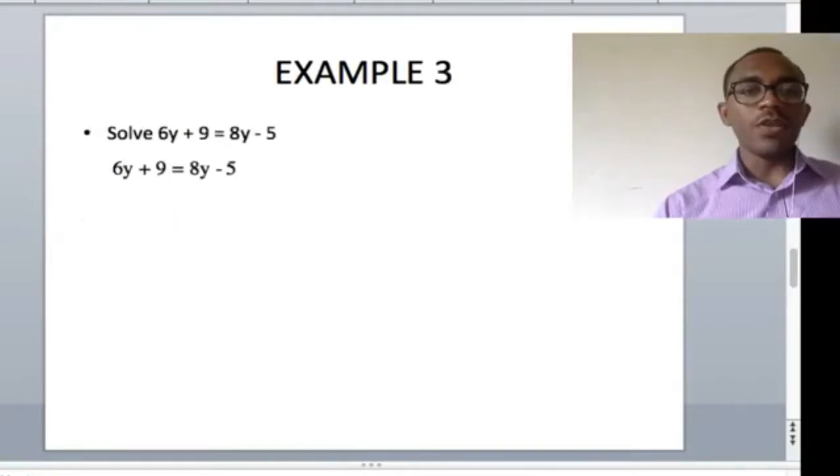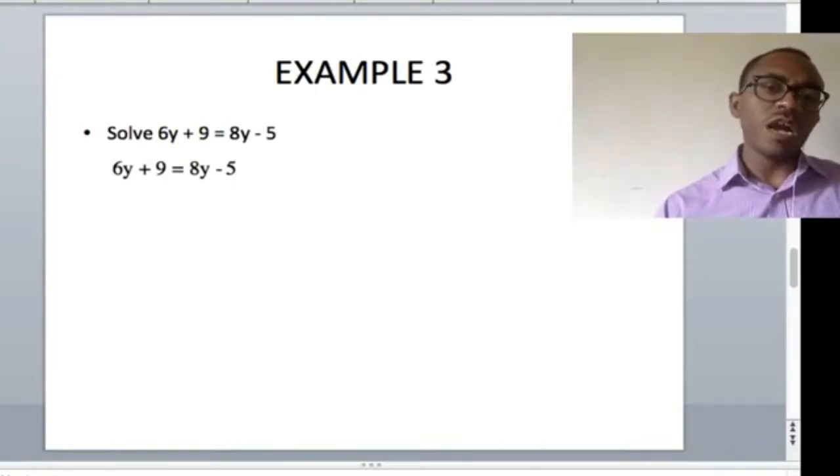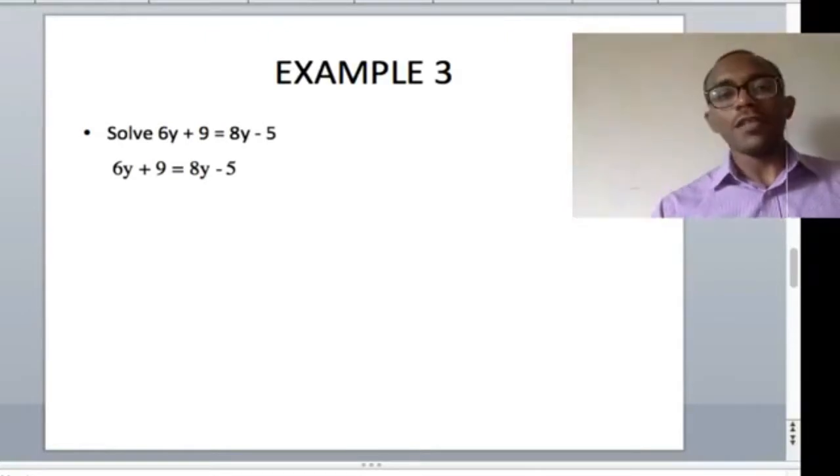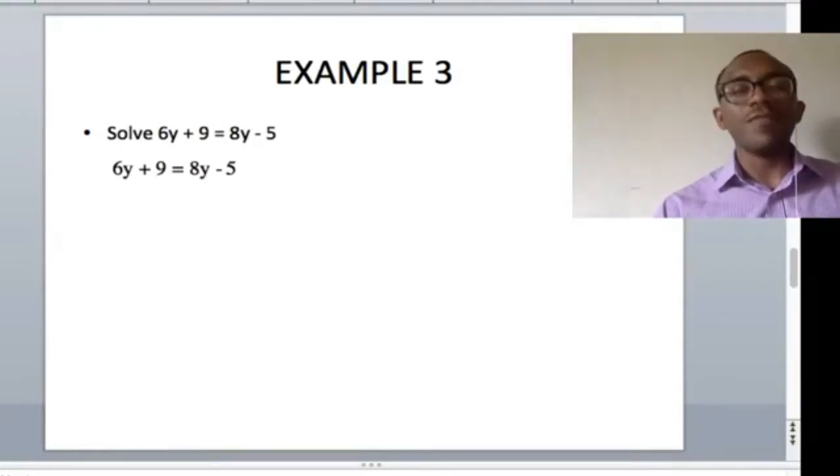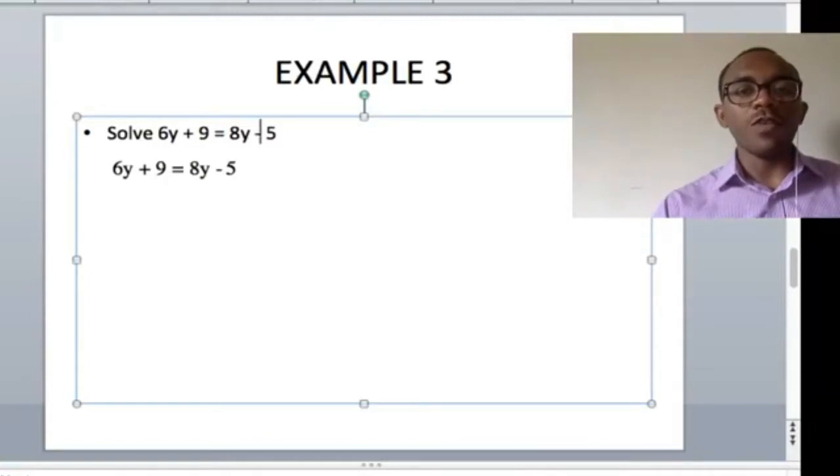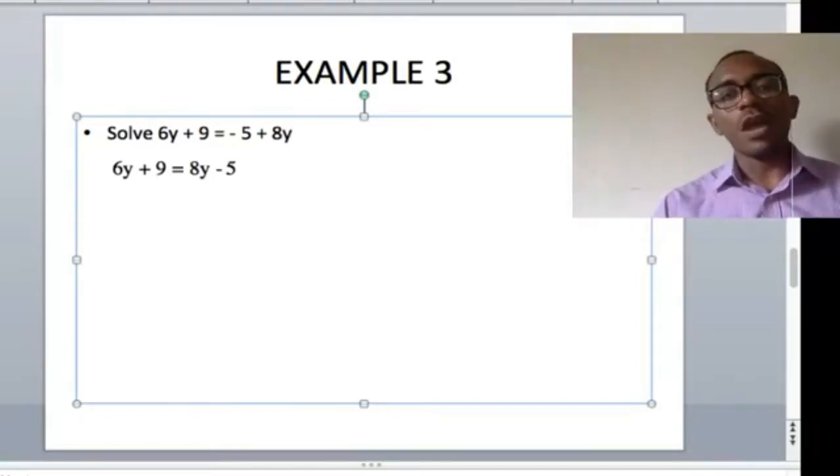Okay, so let's go to the third example. Now, third example says 6y plus 9 equal to 8y minus 5. If someone would say 6y plus 9 equal to 8y negative 5, that sounds closely correct. In other words, it is acceptable. But the perfect way to read that is 6y plus 9 is equal to 8y minus 5. If it was first like that, negative 5 plus 8y, you should read it like that, 6y plus 9 equal to negative 5 plus 8y, then that would be correct.